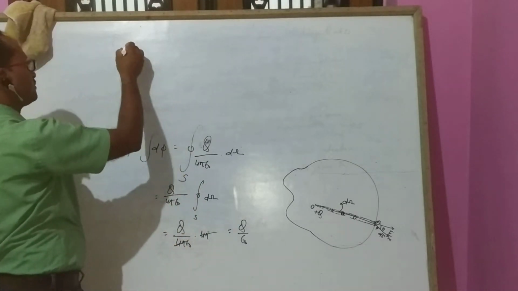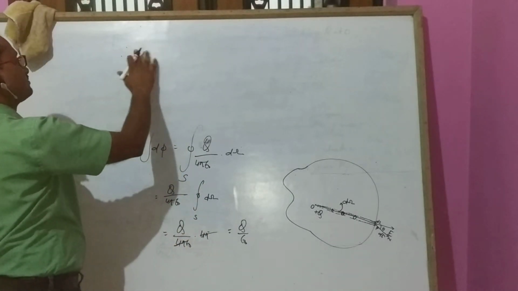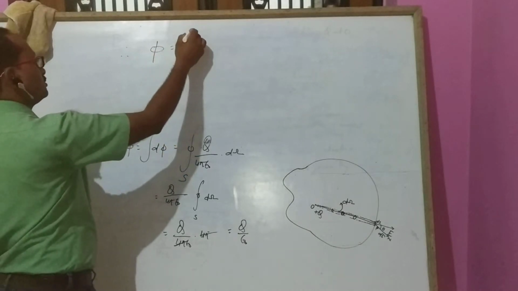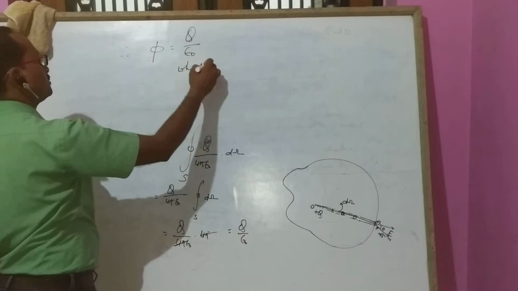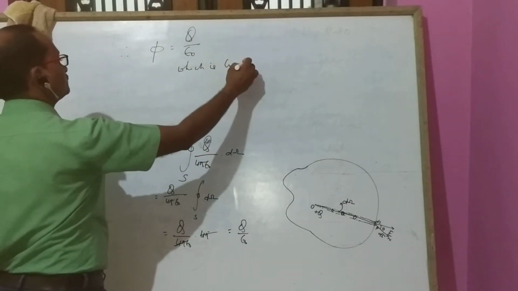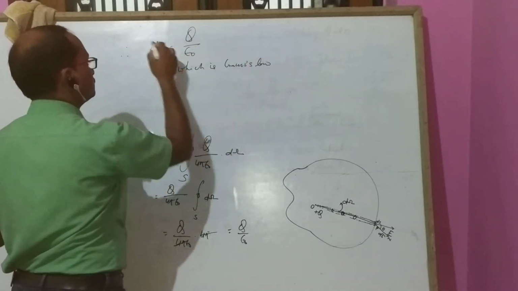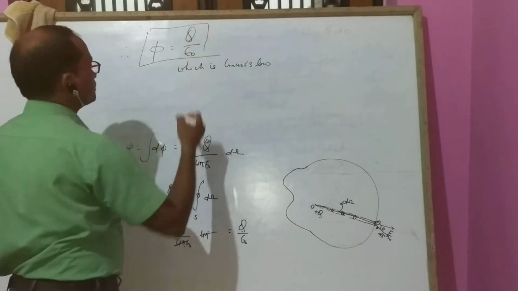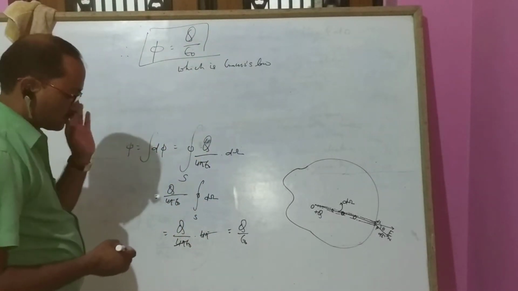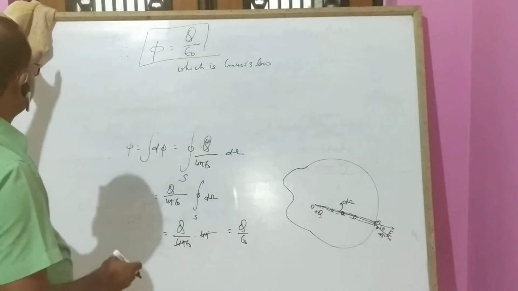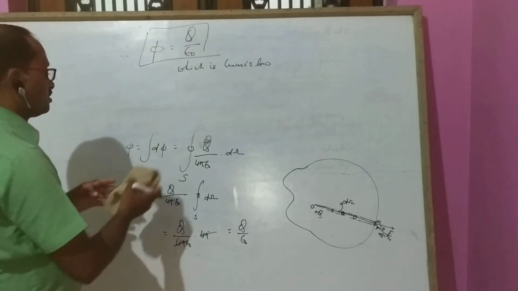Hence, therefore, flux phi equals Q by epsilon naught. This is Gauss's law. Hence, I have proved Gauss's law with the help of Coulomb's law. Now, I will derive Coulomb's law with the help of Gauss's law.